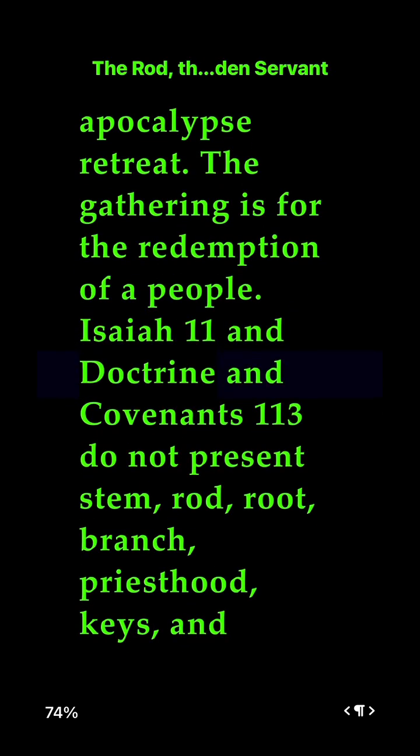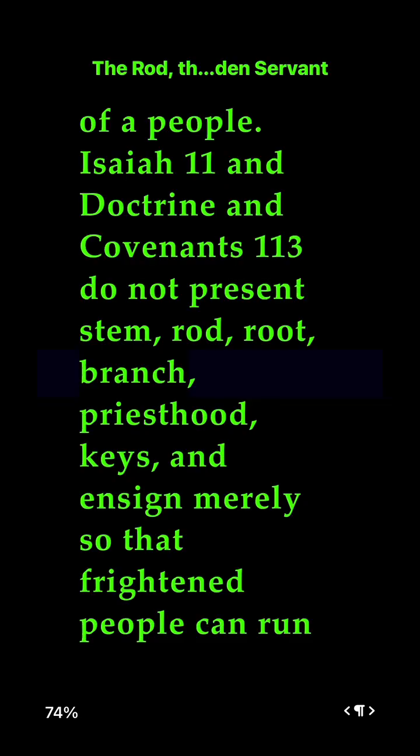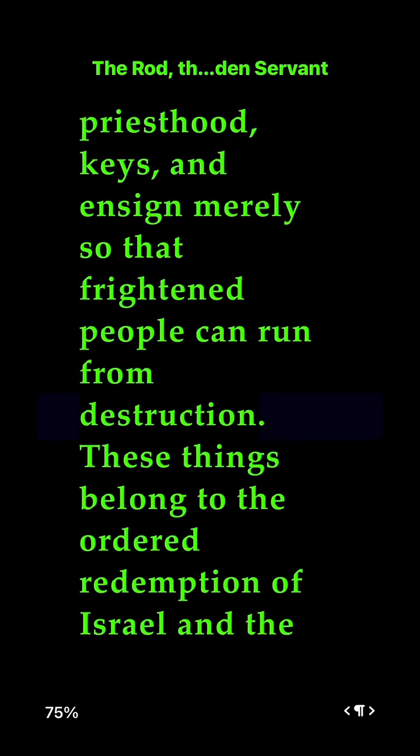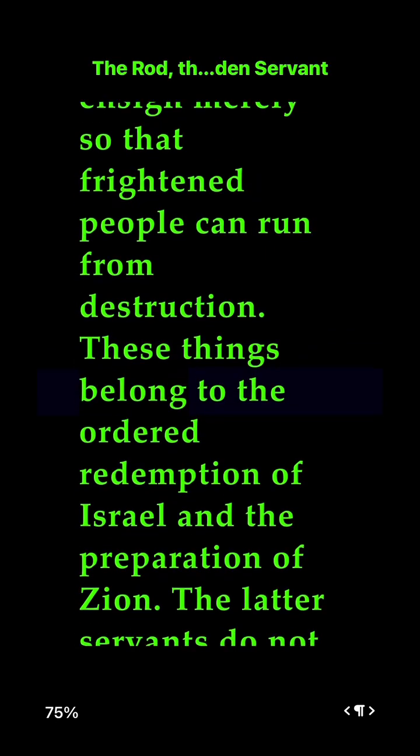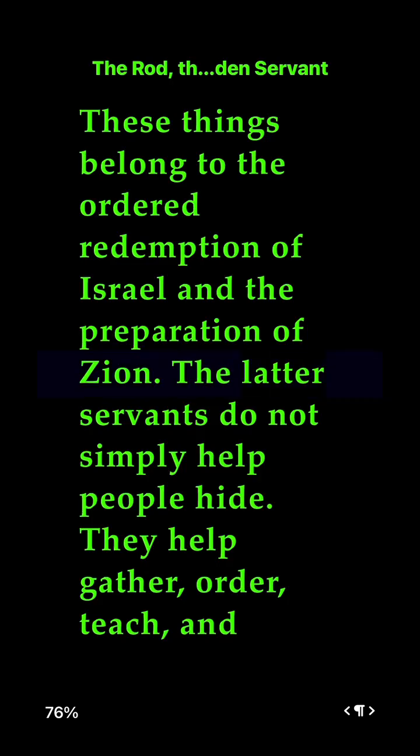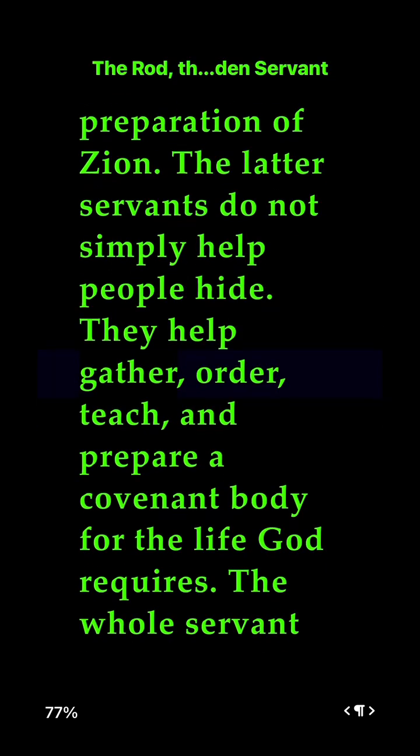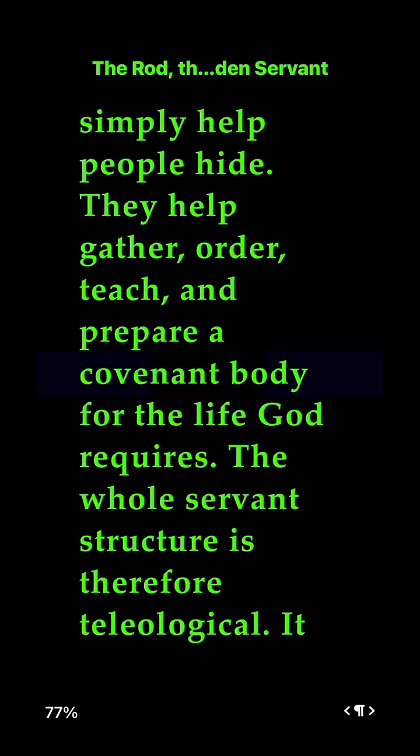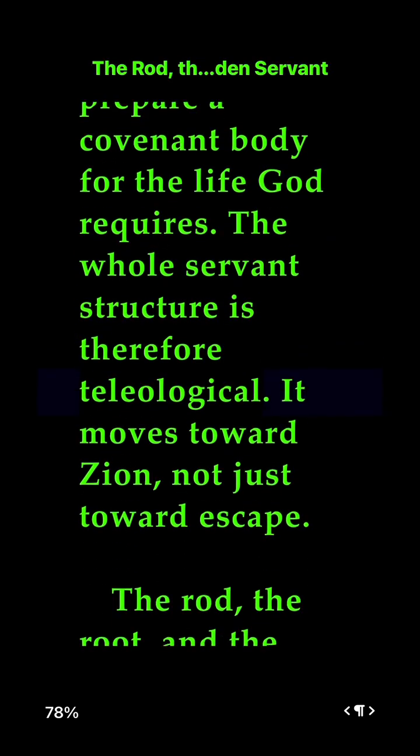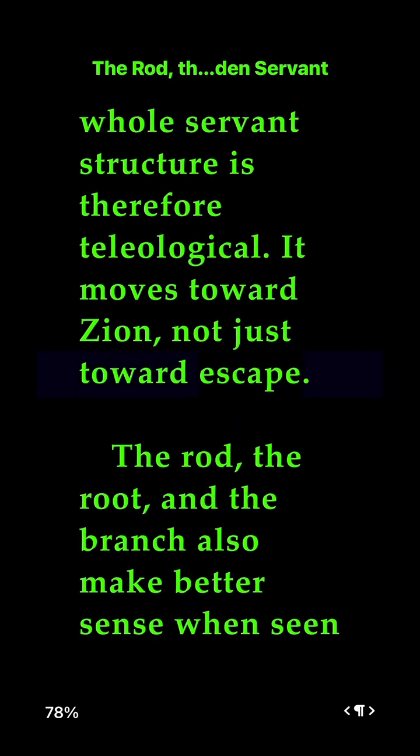Isaiah 11 and Doctrine and Covenants 113 do not present stem, rod, root, branch, priesthood, keys, and ensign merely so that frightened people can run from destruction. These things belong to the ordered redemption of Israel and the preparation of Zion. The latter servants do not simply help people hide. They help gather, order, teach, and prepare a covenant body for the life God requires. The whole servant structure is therefore teleological. It moves toward Zion, not just toward escape.